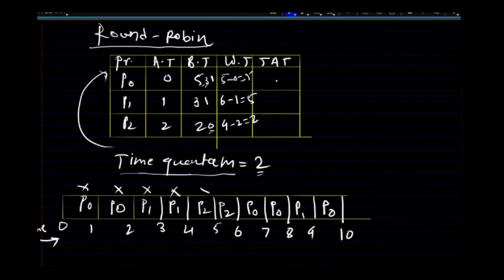Now turnaround times for these processes. So what is turnaround time? Turnaround time is equal to waiting time plus burst time. So here waiting time is 5 plus burst time is 5. That means its turnaround time is 10. Waiting time is 5 plus burst time is 3, so 5 plus 3, 8. Waiting time 2, burst time 2, so turnaround time is 4.